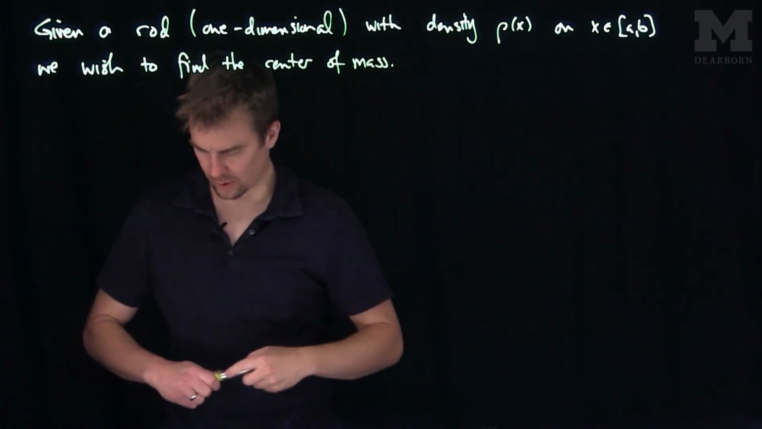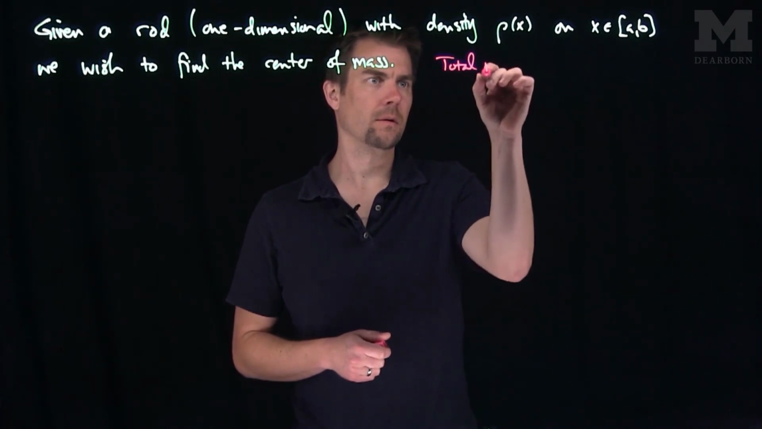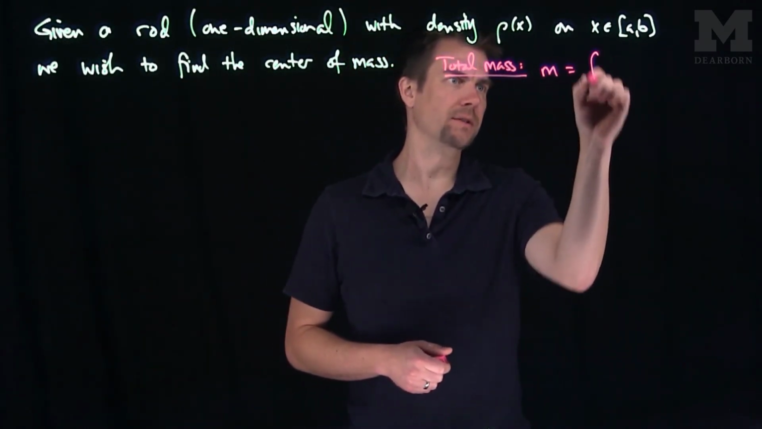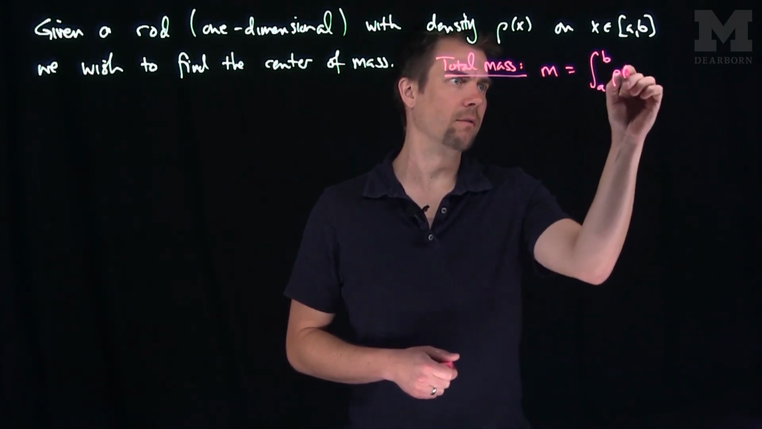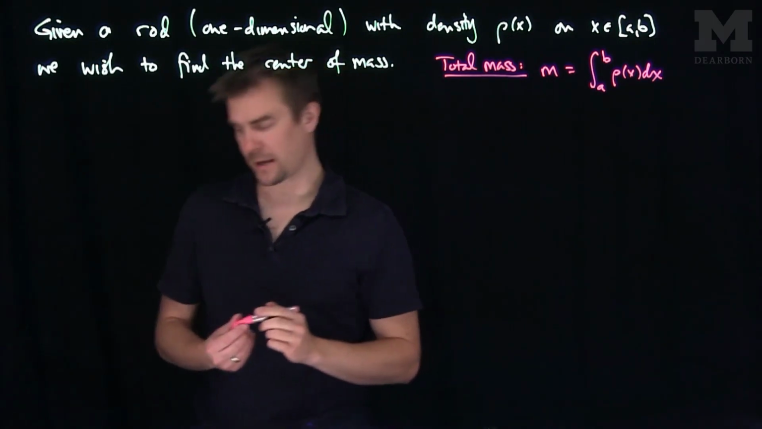And so what we can do is we can recall what the mass is. So the total mass, we saw in a previous video, m is the integral from a to b of rho of x dx. The integral of the density between a and b is the total mass.